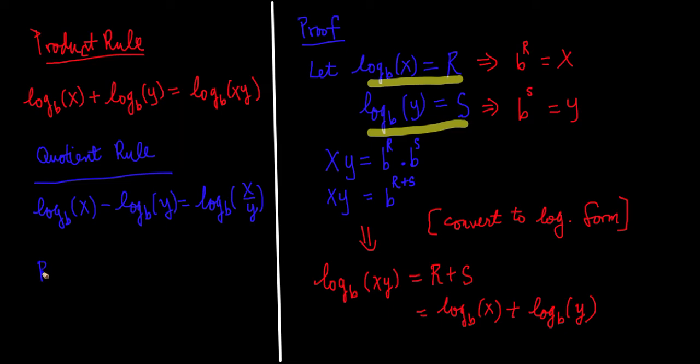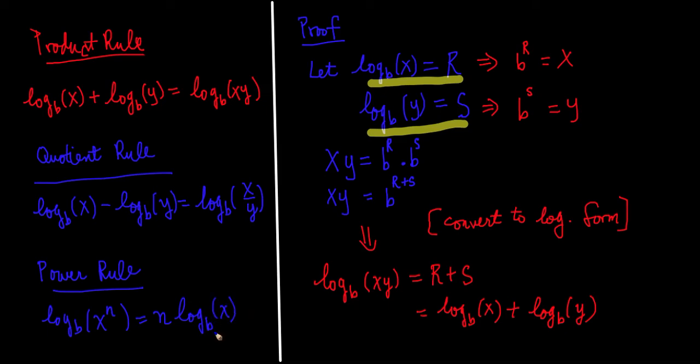And finally, there's one more that we're going to use here in this video, and it is known as the power rule. So the power rule says that if you have log base b of x to the nth, then we can bring this n down to the front. This would be n log base b of x.